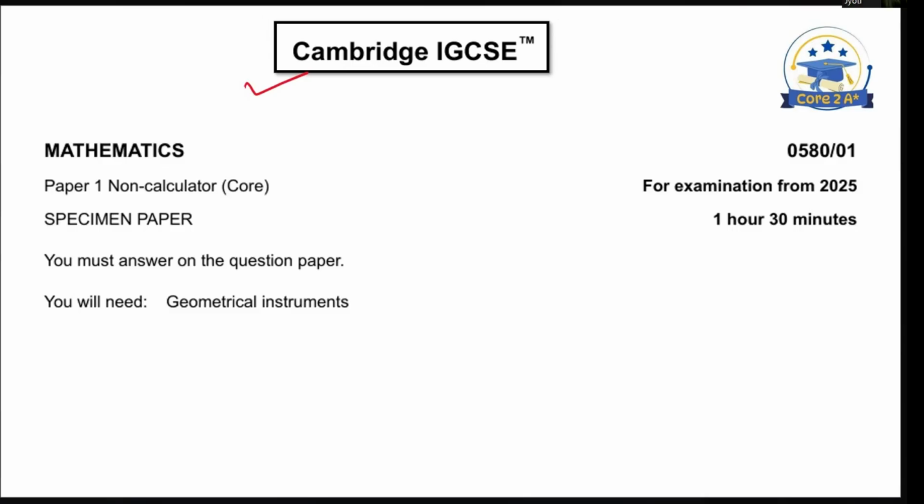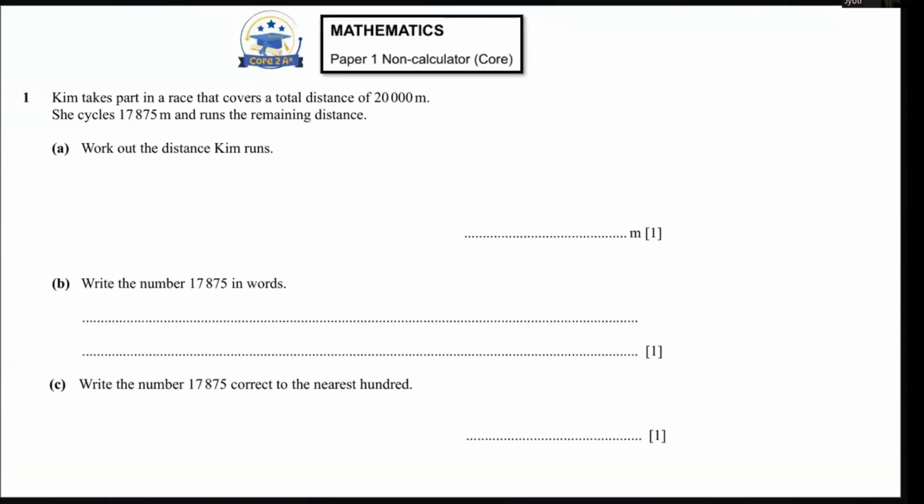Maths paper 1, which is non-calculator code. Okay, so let's solve the past paper. This is the paper of 2025 as you can see, and we have only 1 hour and 30 minutes. This time paper number 1 is the non-calculator, so be careful and try to solve as fast as possible.